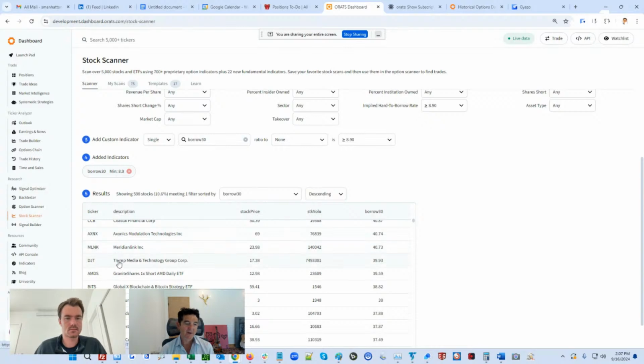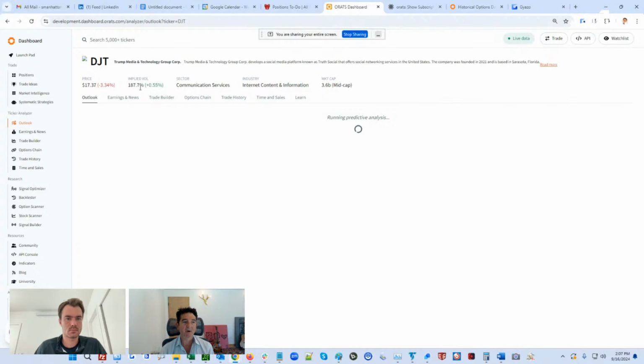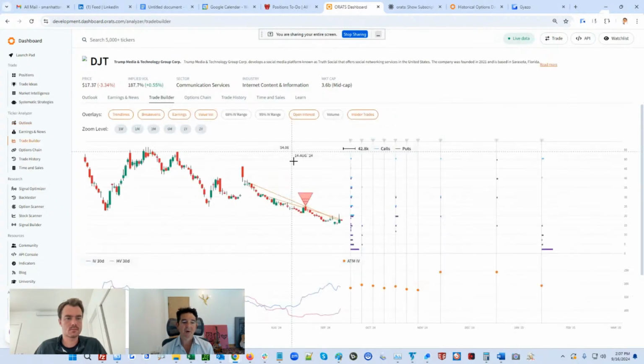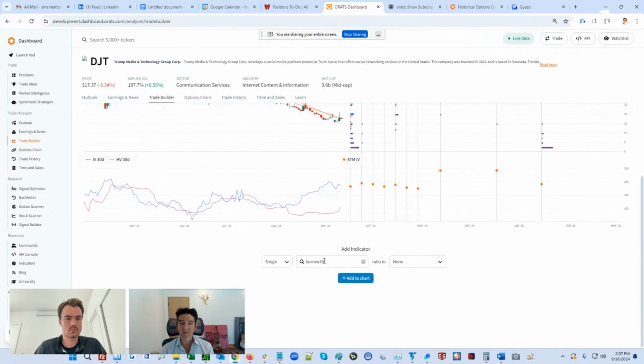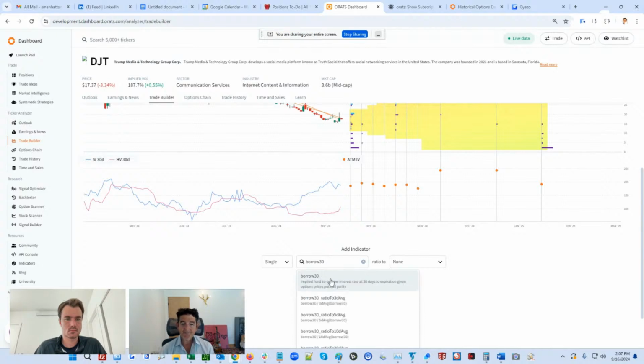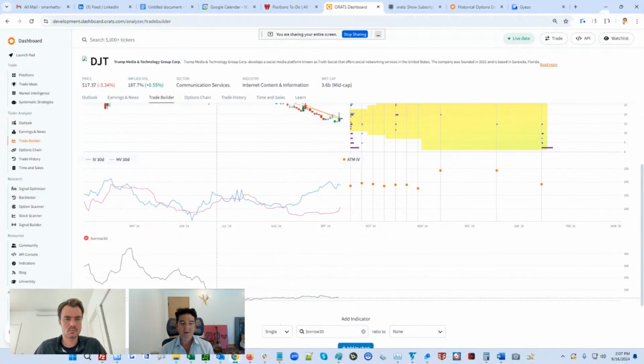So interestingly, here's Trump Media. So this will be, it's hard to borrow. It's down 3% today in the news, as we've seen. If you go to the trade builder, then you could go to the borrow rate. And you could see that it used to be even harder to borrow, up at 400%, and now it's actually down, but still pretty high. So yeah, you mentioned GameStop. If we were to graph that, it's high as well.